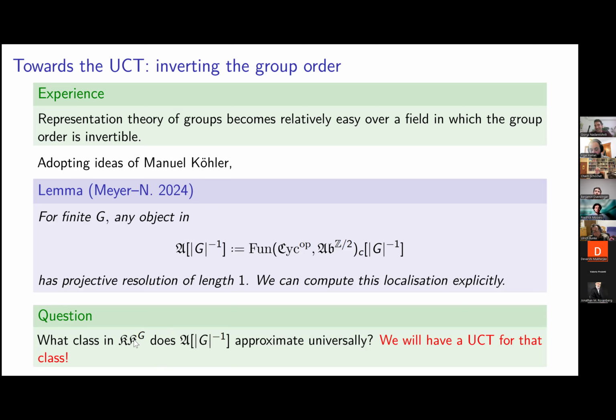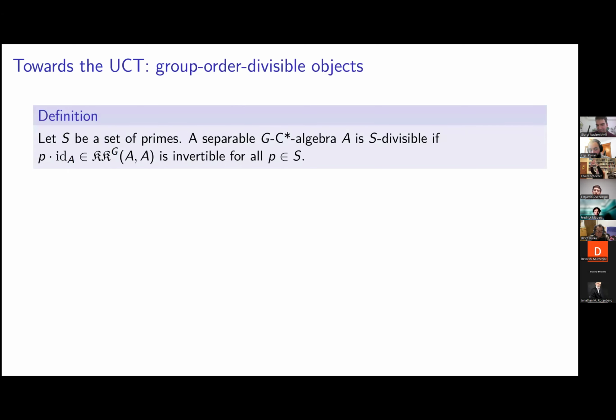But now I will find a class in KK^G that this approximates. By the way, I made a shorthand, this thing was too cluttery, and I just called it A. So A^G[1/|G|] is the universal thing when you localize G. So what class does this approximate universally? If I find this class in KK^G that this guy approximates, then I will have the UCT for that class. And that's where the avenue takes us. And now I'm identifying this class. And this class is identified by the divisible C*-algebras.